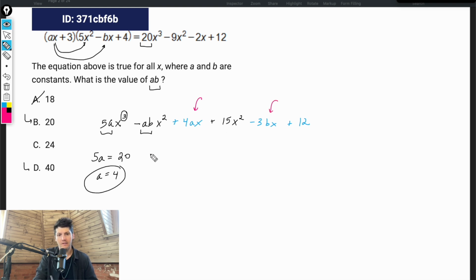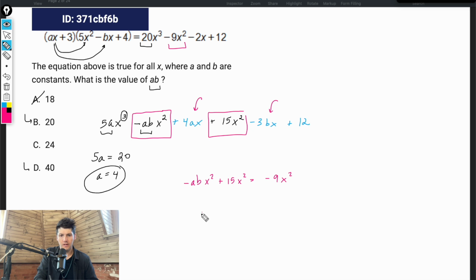But in my case, really all I cared about was AB. Now, I know that all of the x squared terms are negative ABx squared and positive 15x squared, right? So the sum of those two, negative ABx squared plus 15x squared, is equivalent to the x squared term on the right side, which is negative 9x squared. Now, one way of talking about this is I could factor out an x squared.